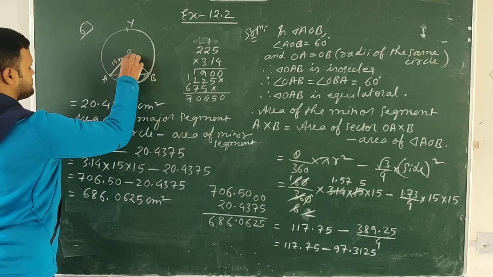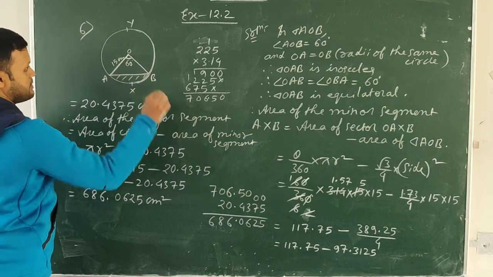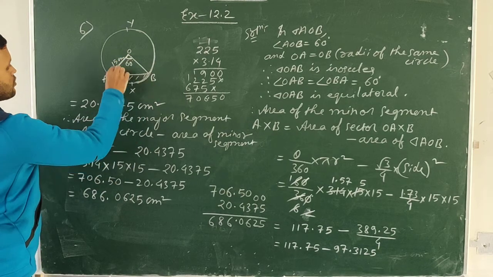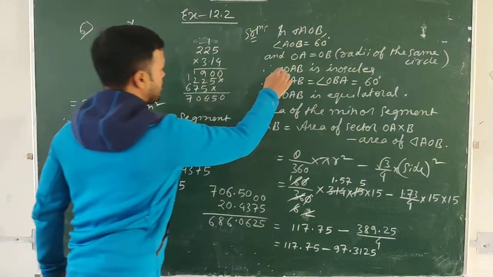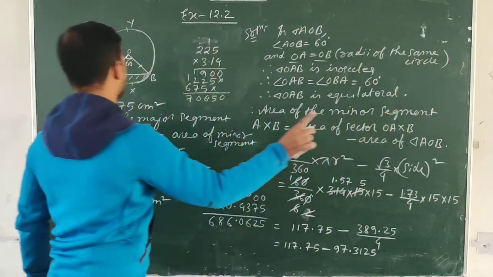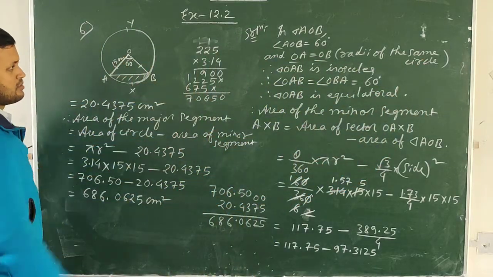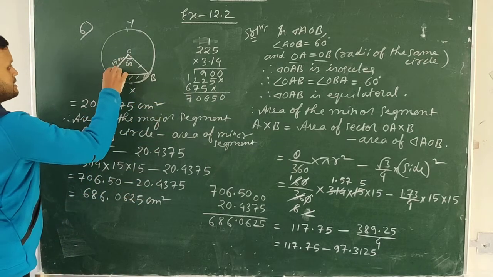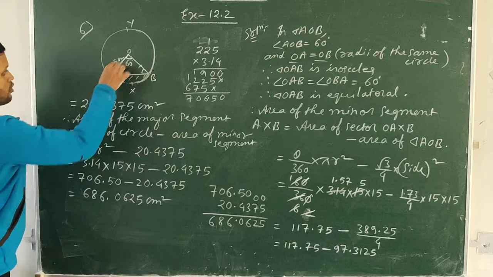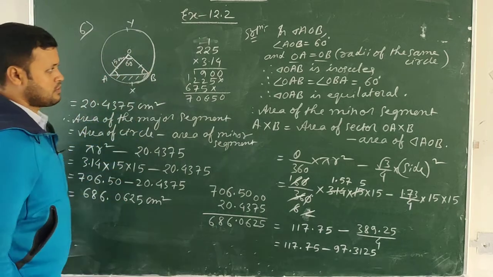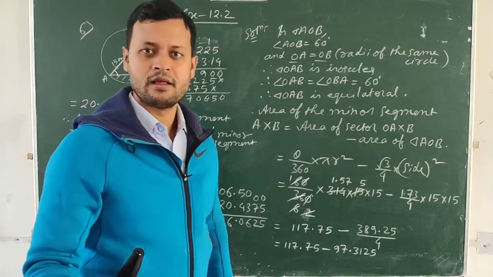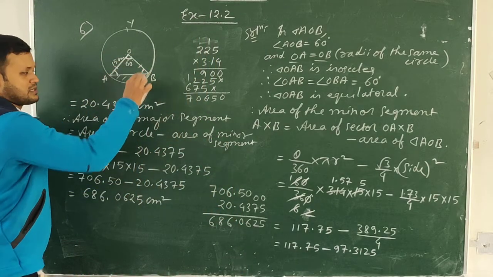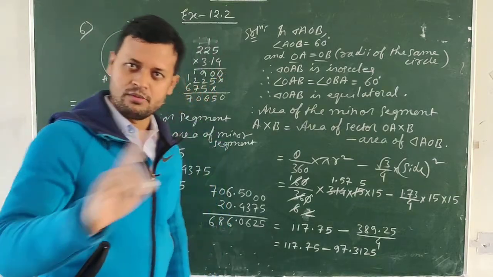This angle is 60 degree in triangle OAB, or triangle AOB, and OA is equal to OB, isn't it? OA and OB are equal, radii of the same circle. Therefore, triangle OAB will be isosceles. If triangle OAB is isosceles, then this angle and this angle will be equal: angle OAB and angle OBA will be equal. Both of them have to be equal, because if this angle is 60, then this angle plus this angle must become 120. So both will be equal to 60.